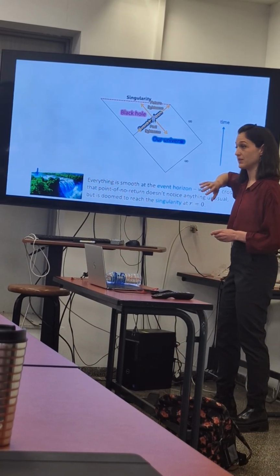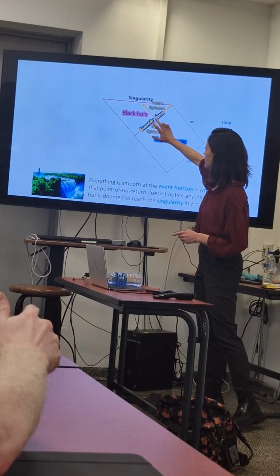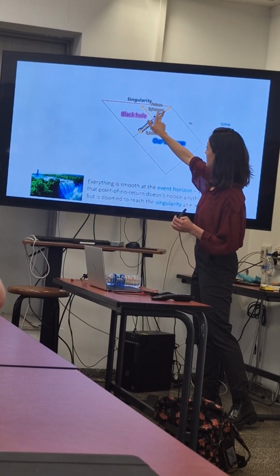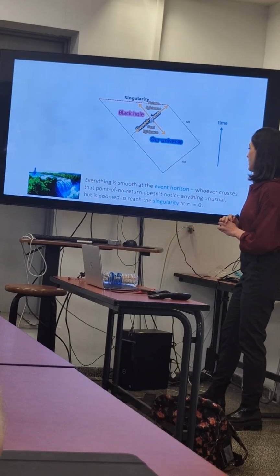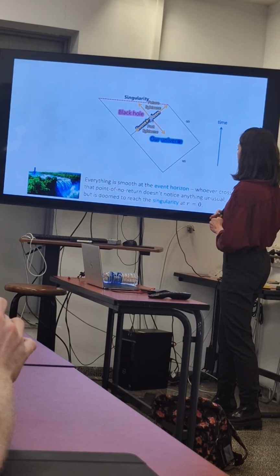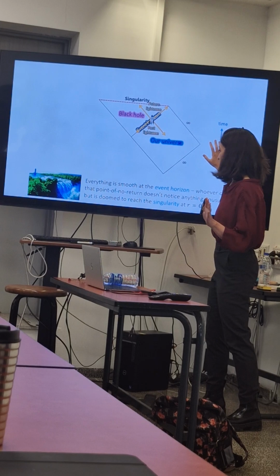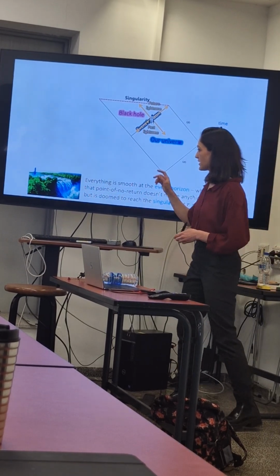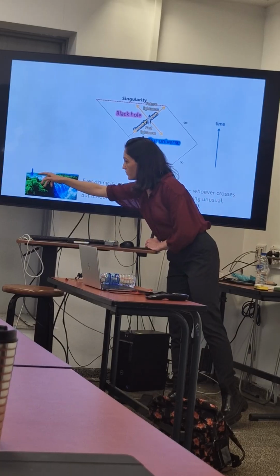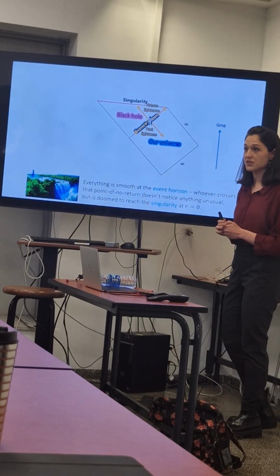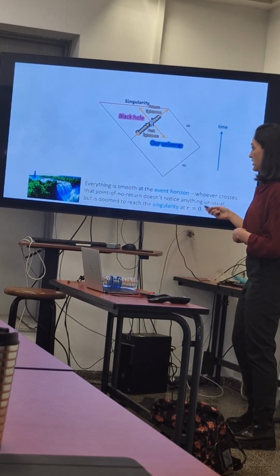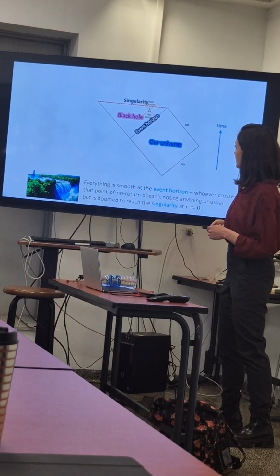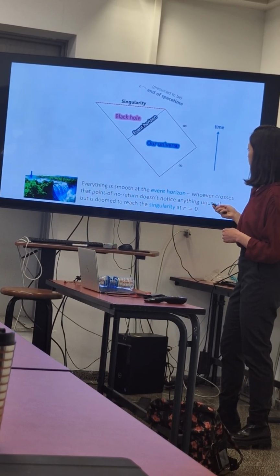Nothing special happens there. A traveler who crosses that point of no return, because no light ray can escape to infinity here, doesn't notice anything unusual, but they are doomed to reach the singularity at r equals 0. This is like someone approaching a waterfall, but far from the waterfall. They don't know the waterfall is coming, but starting at some point they can't turn around. And indeed, our traveler is doomed to reach the singularity.